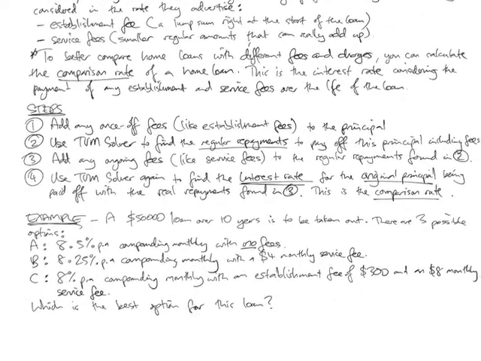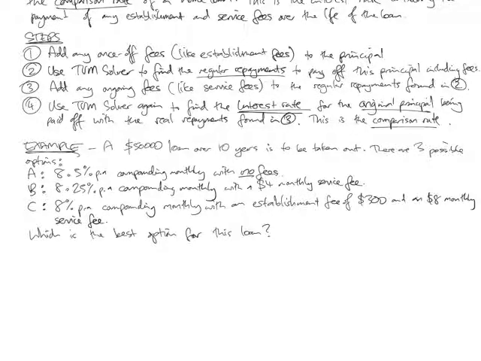So what are the steps involved with that? Step 1, add any once-off fees like the establishment fee to the principal. Then use TVM Solver to find what the regular payments are. So you're solving for PMT in step 2 to pay off this principal that includes the fees. Generally the interest rate that they're going to advertise to you is the interest rate if you're paying off the actual home loan that you are setting out to get, whereas they're not actually considering the interest rate if you're paying it with the setup fees, for example.